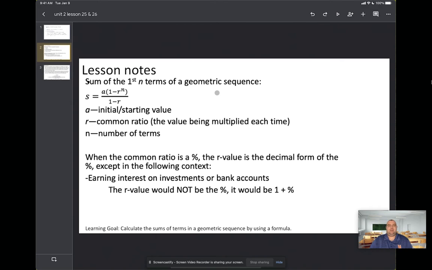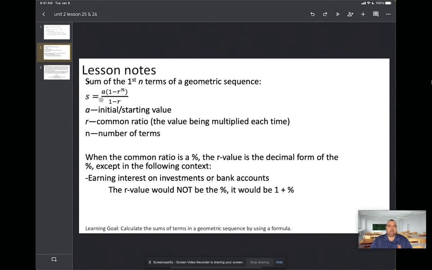You might be asking yourself, why are we doing this in Unit 2? We talked about geometric sequences in Unit 1. The reason is that the formula for the sum ends up being a rational function. So it fits right in with this unit.